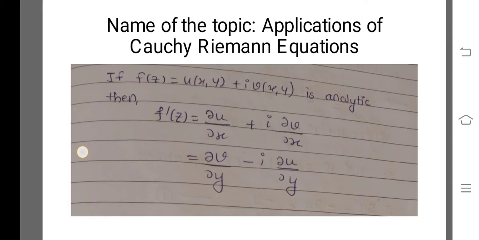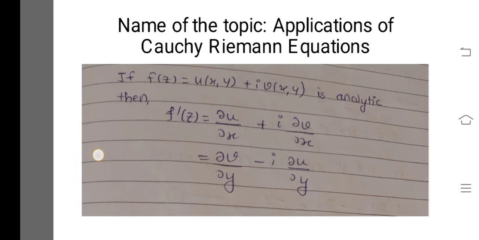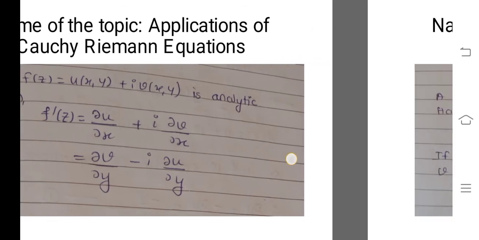Also, if f(z) equal to u plus iv is analytic, then f dash of z is given by ∂u/∂x plus i ∂v/∂x, which is the same as ∂v/∂y minus i ∂u/∂y. Second expression we are getting as u and v satisfy CR equations.